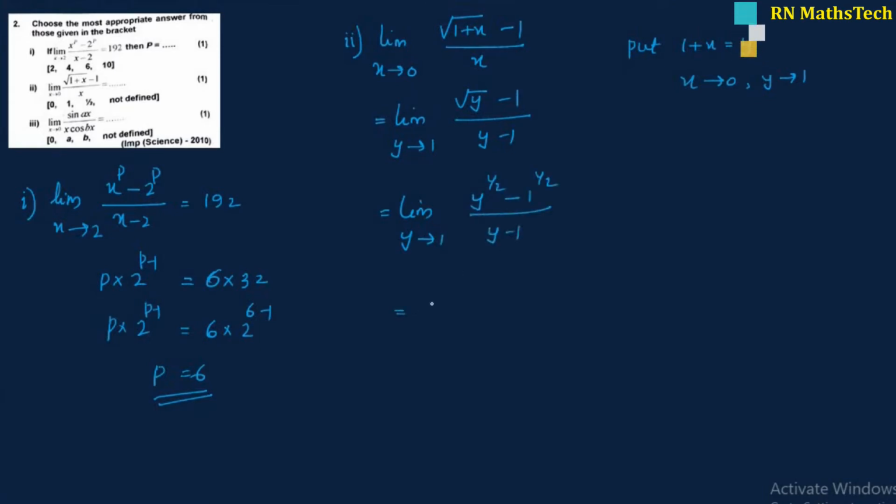So that is half into 1 raised to half minus 1. That is half into 1 raised to minus half. That is equal to 1 by 2, since 1 raised to minus half is 1.